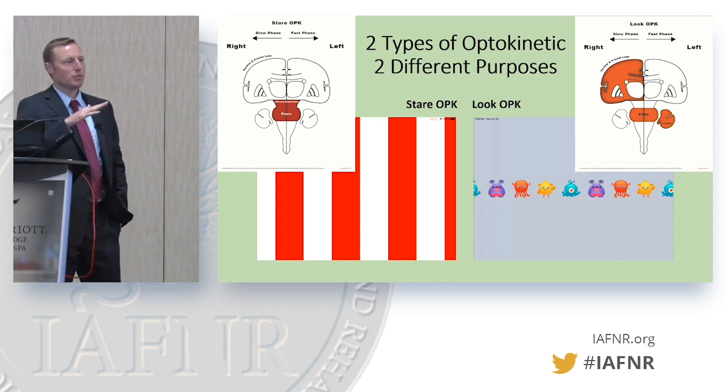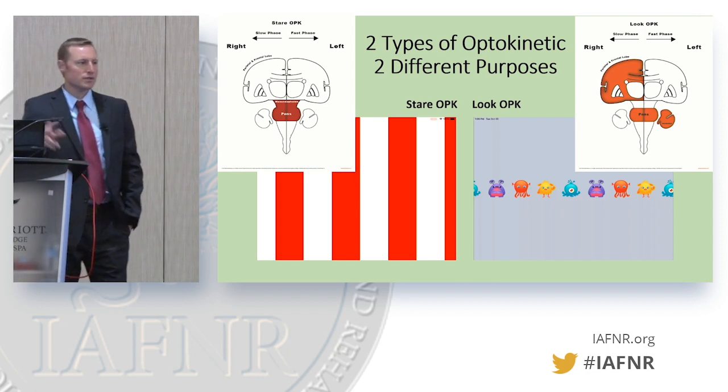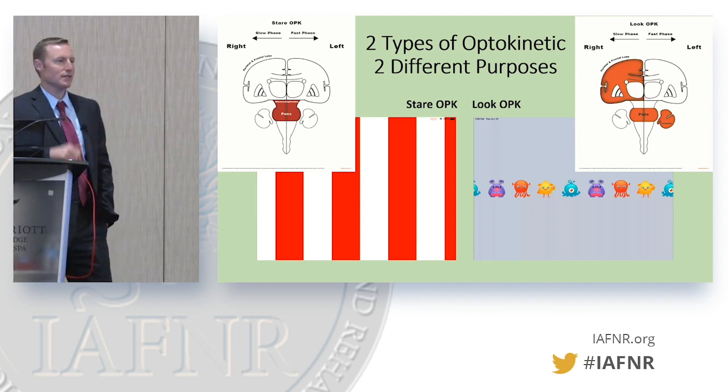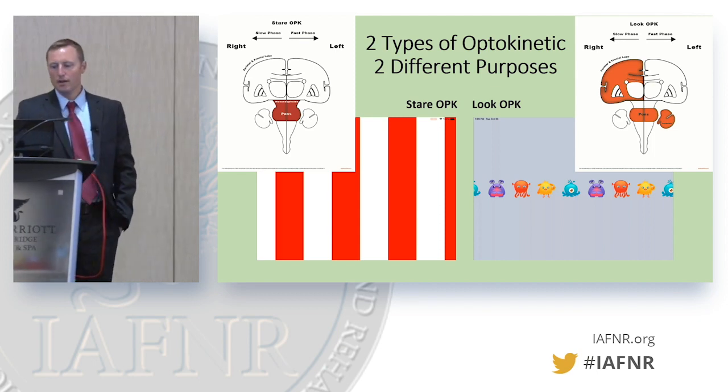But because it's on a horizontal plane and because the abducens nucleus is in the pons, then you're also activating the pons. So it's right brain, left cerebellum, pons.